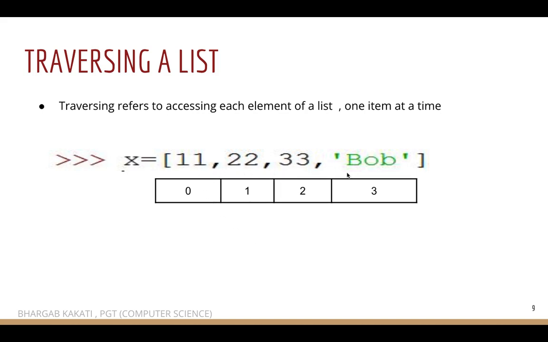Now each element of this list will have an index. Now if I visit each index one after another, that is, at first the index 0 will be visited, that is the element 11, then the index 1, that is the element 22, followed by the index 2, that is the element 33, and finally the index 3, which is the element Bob. So here what I have done, I have visited each and every element of the list one after another. So in terms of programming, I have done traversing. Alright.